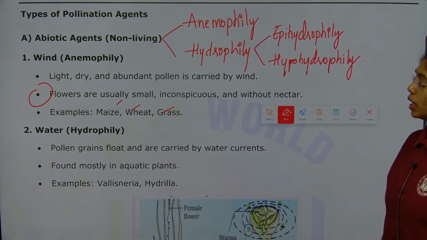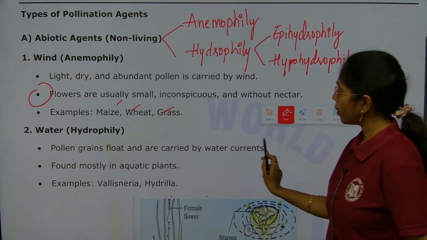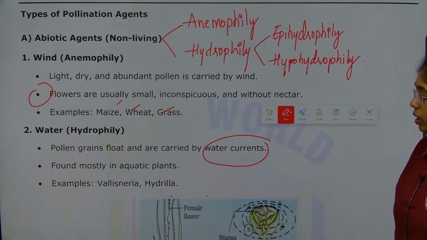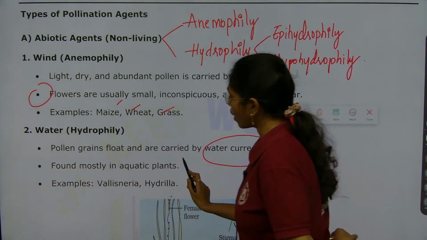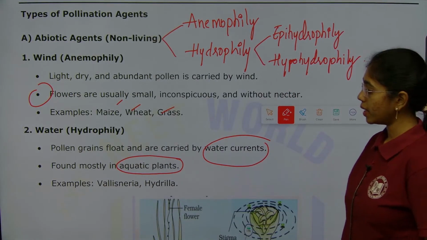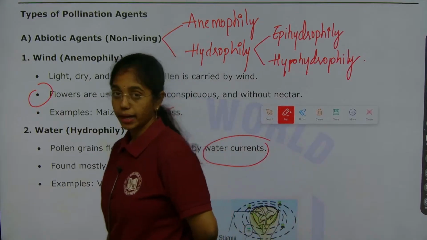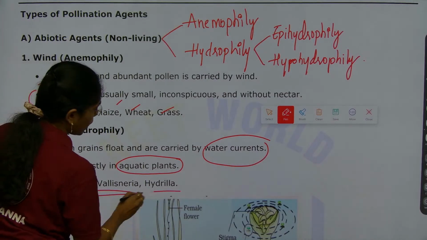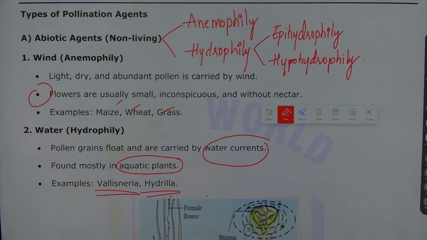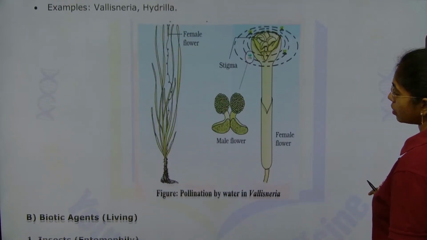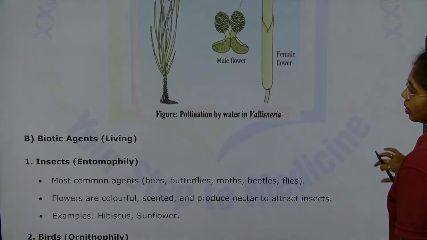Next is hydrophily. Pollen grains will float and they are carried by what? Water currents. They are found mostly in aquatic plants. For example, here you can see Vallisneria and Hydrilla. Clear, right? So next, if you observe, this is the pollination by water in Vallisneria.